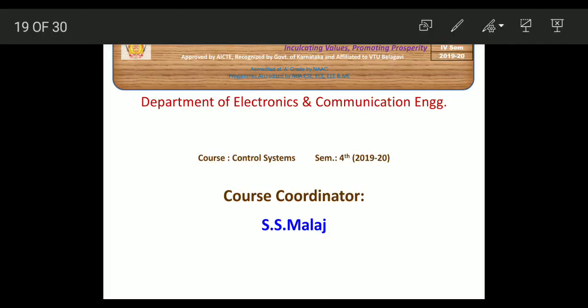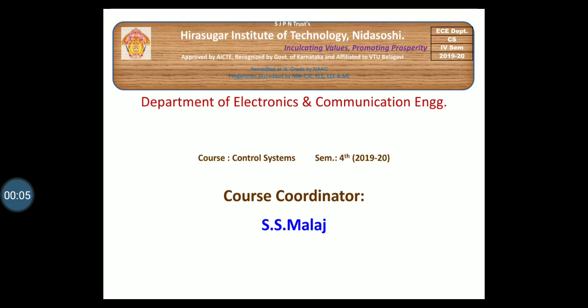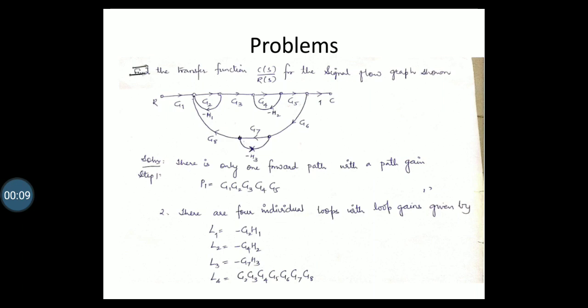In this lecture, we'll take some more problems. The statement of the problem is: find the transfer function C(s)/R(s) for the signal flow graph shown. This is the graph which has been given. We'll go to the solution.